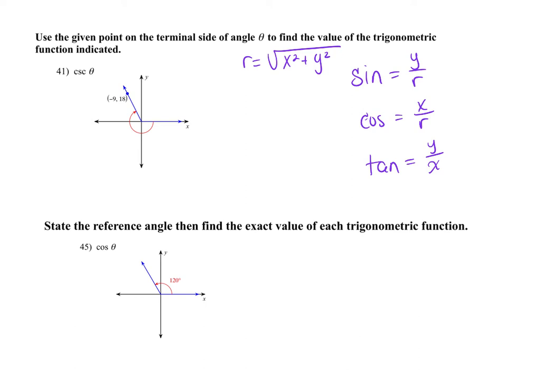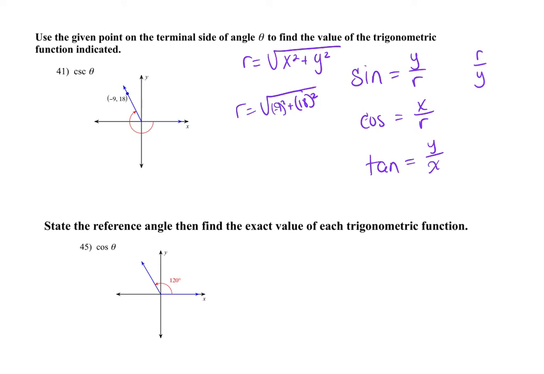So if I am looking for a sine or a cosine or a secant or a cosecant, I'm going to have to solve for r. If I am looking for a tangent or cotangent, you have everything you need. Just put them on there and reduce, okay? So this is cosecant, which is the reciprocal of sine, so I actually need r over y. I'm just going to solve it. r is going to be the square root of 9 squared, negative 9 squared and 9 squared are the same thing, plus 18 squared, all right?